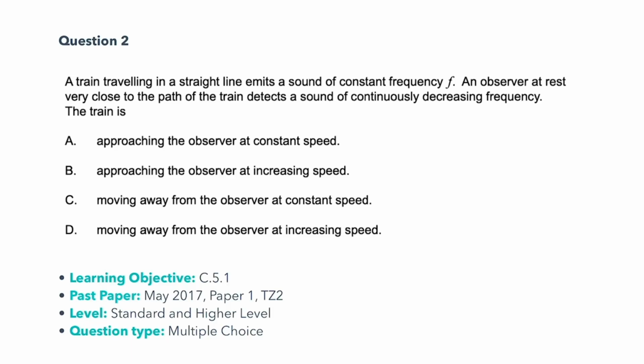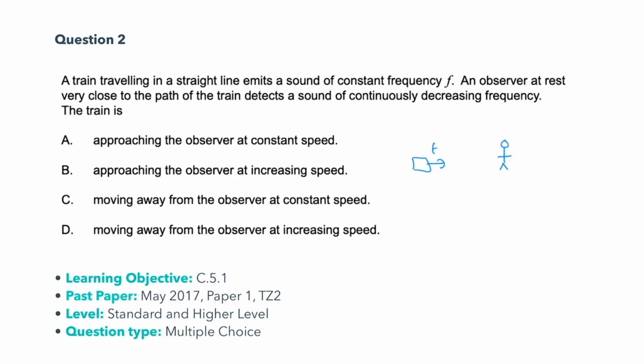Question 2. A train travelling in a straight line emits a sound of constant frequency f. An observer at rest, very close to the path of the train, detects a sound of continuously decreasing frequency. The train is. Okay, let's think of a person standing stationary. If there's a train coming towards it, emitting a constant frequency f, the waves are going to catch up with themselves. So what you would find is an increasing frequency if it's moving towards.